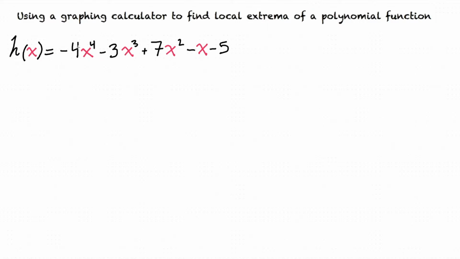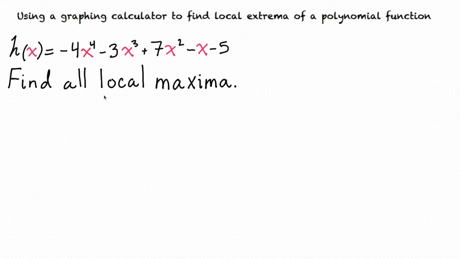Let's break it down. Suppose we were given the polynomial function h defined as h of x equals negative 4x to the fourth power minus 3x to the third power plus 7x squared minus x minus 5. And we want to find all local maxima.